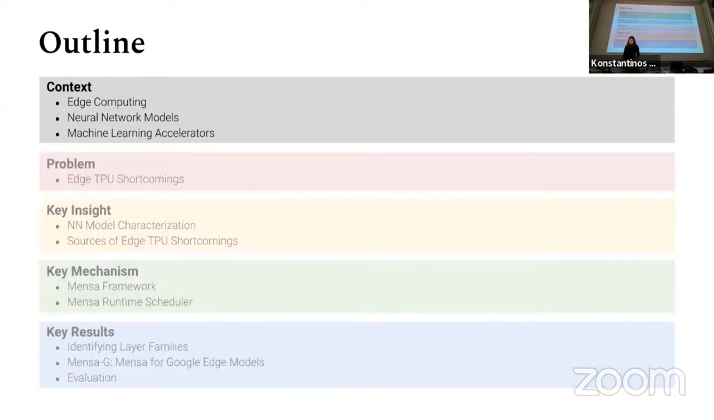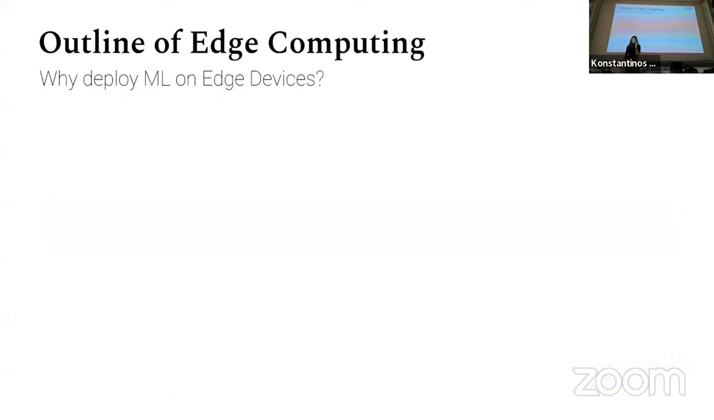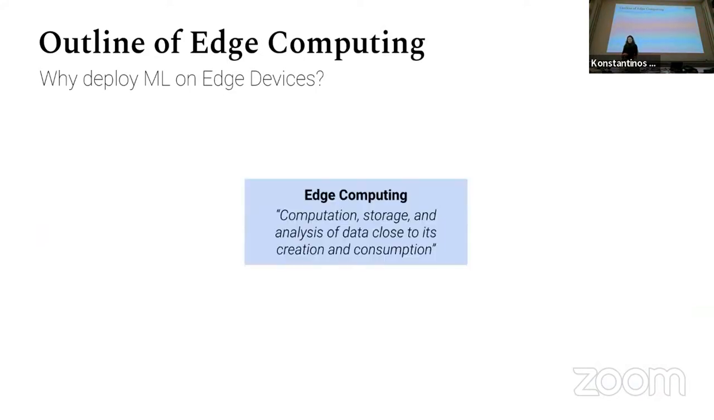So first, let's look at the context of this paper, or rather let's look at why ML is deployed on edge devices in the first place. And specifically also, what is edge computing, right? Edge computing is the computation, storage, and analysis of data close to where the data is actually being produced and consumed, that is, on the actual edge devices. And then once this processing has occurred, some of this data might or might not be sent to the data warehouses or to the cloud.